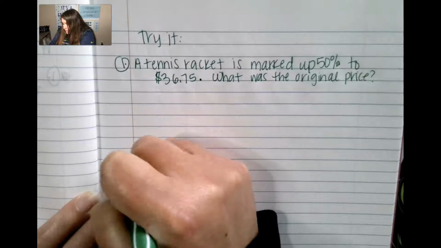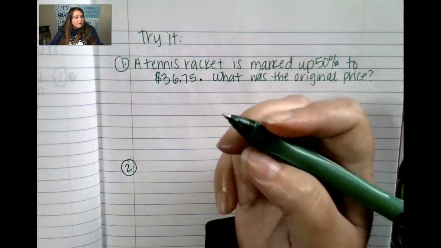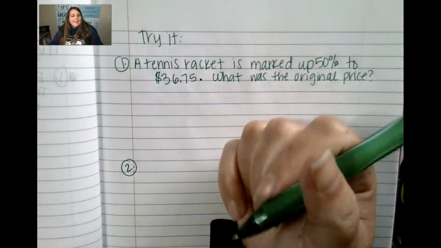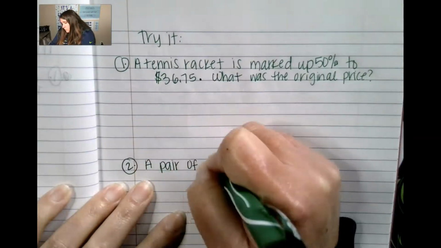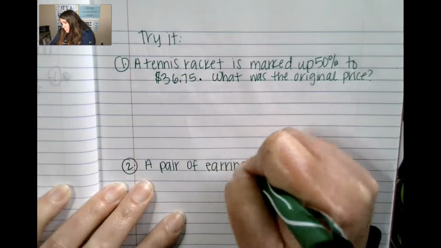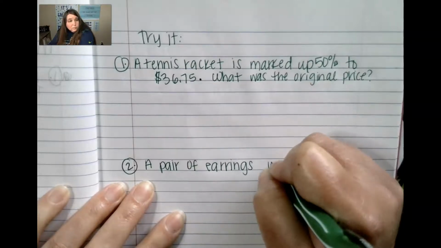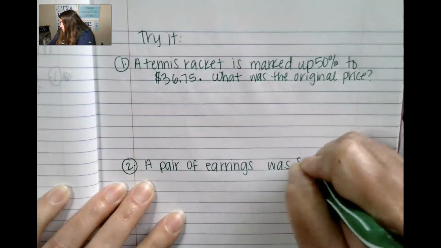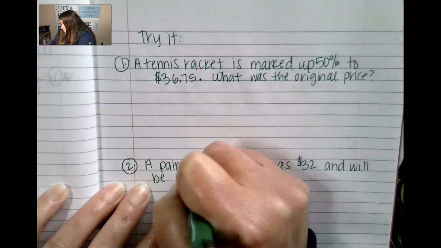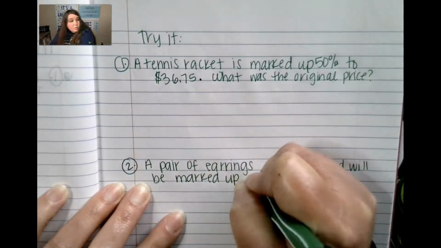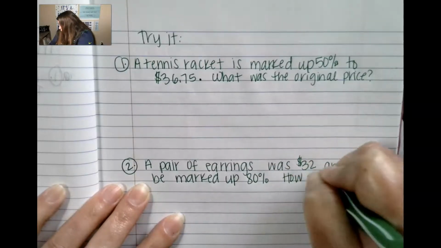All right, and then try it number 2. Try it number 2 says that there is a pair of earrings that cost $32 and will be marked up 80%. How much do you pay? So how much are they being sold for?